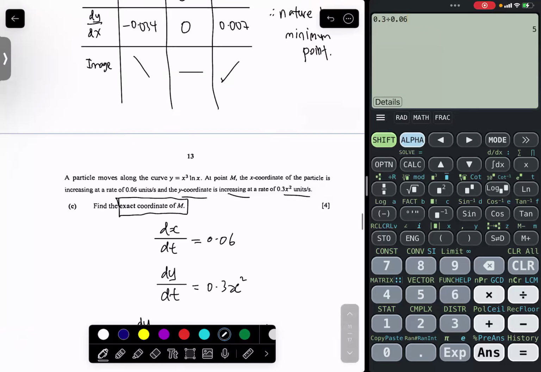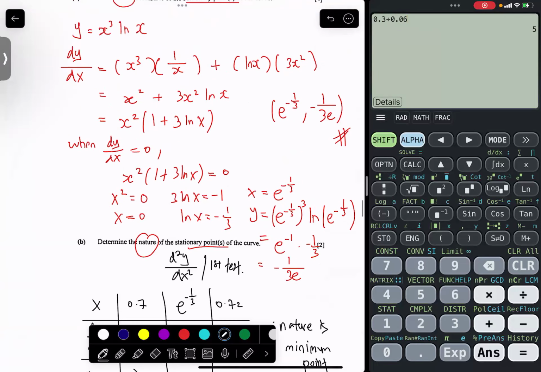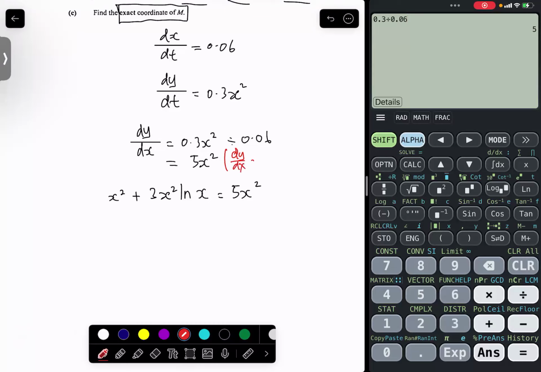But I also know from above that my dy/dx is equal to this thing: x² plus 3x² ln x, is equal to 5x², because they are both dy/dx. This is dy/dx, and this 5x² is the dy/dx at the coordinate M.